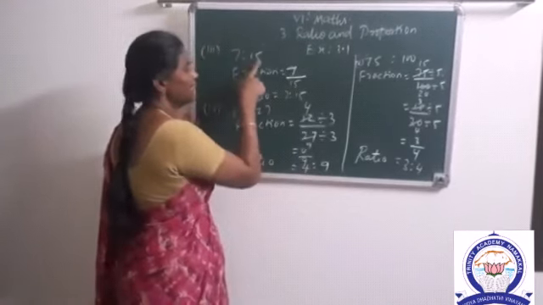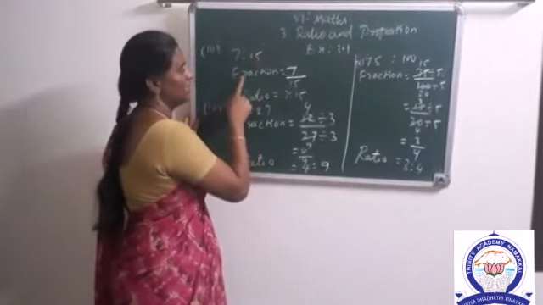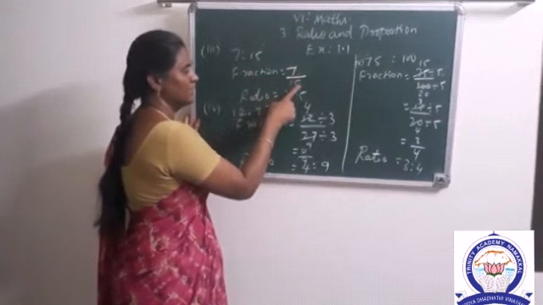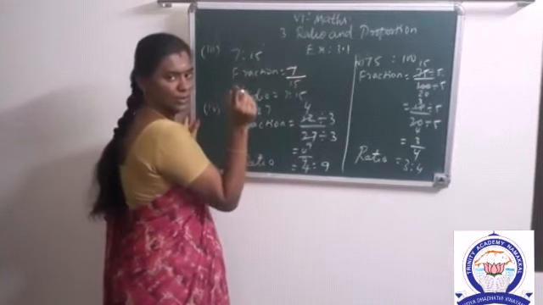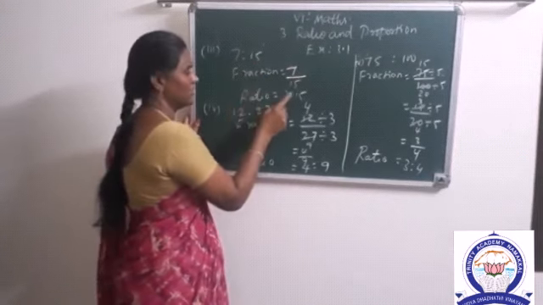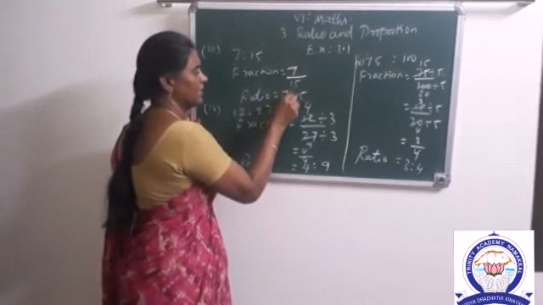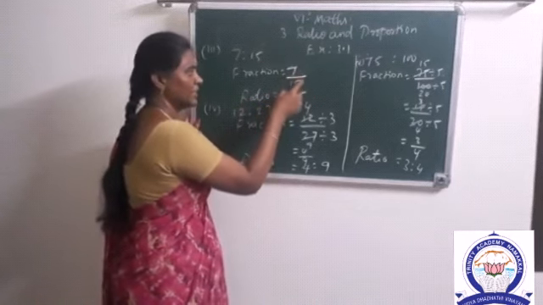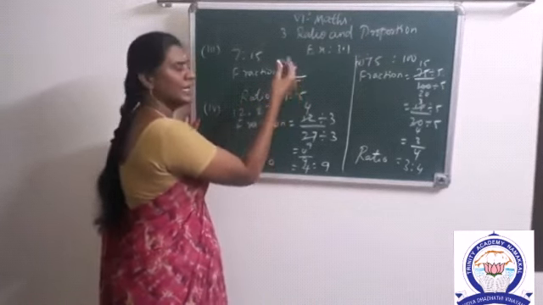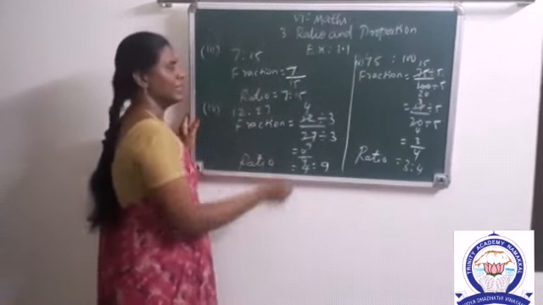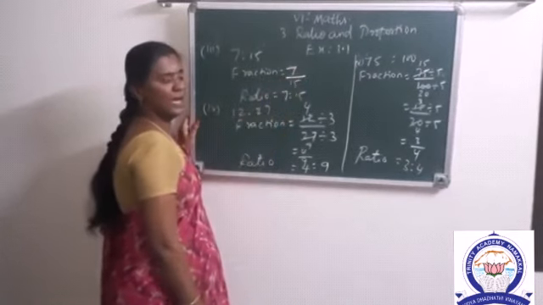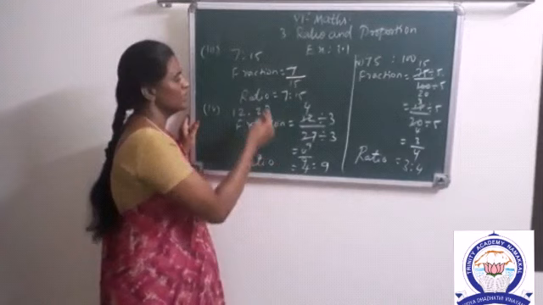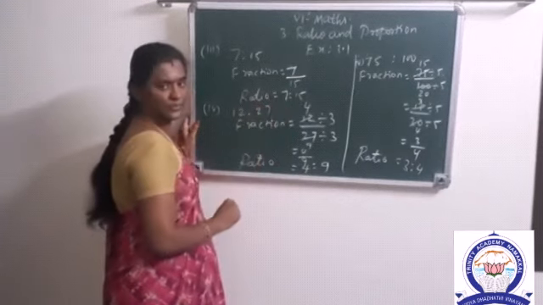Next sum, 7:15. What is the fraction form? 7 by 15. 7 and 15 there is no common factor. So again we write in the ratio form 7:15. There is no common factor in numerator and denominator. That is the simplest form. Here 7 and 15 have no common factor. So again we write in the ratio form 7:15.